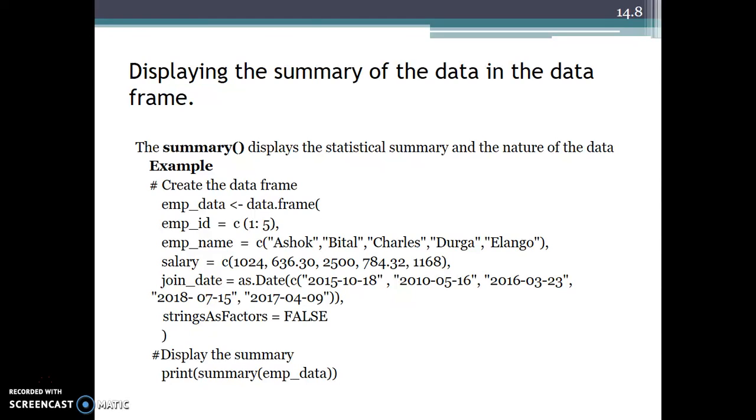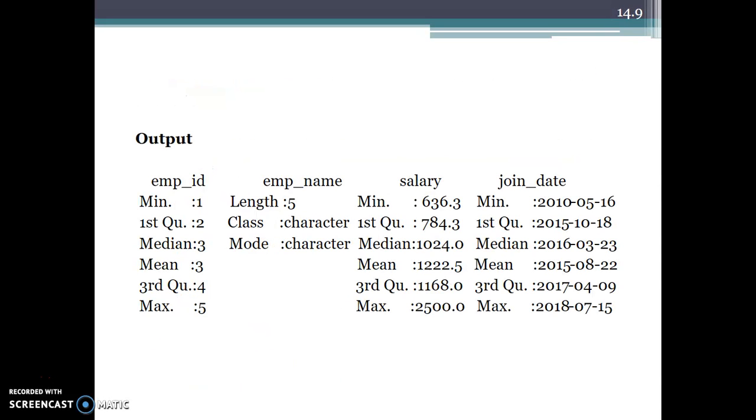Now we can also display the summary of the data. We all know that R can do statistical processing, so we can take the data, summarize it, and display it. We have the same example, same structure is being created. But when you come to the output, we said print, and the function summary is mentioned with the data frame name. Now we see that for each of the fields, it has shown us the minimum, the first quartile, the median, the mean, the third quartile, and the maximum value.